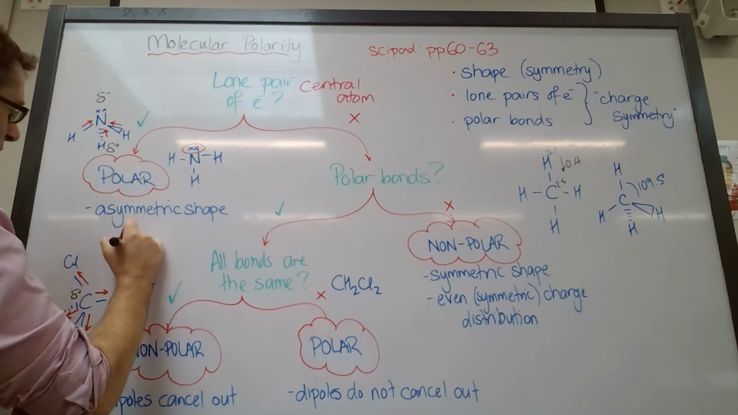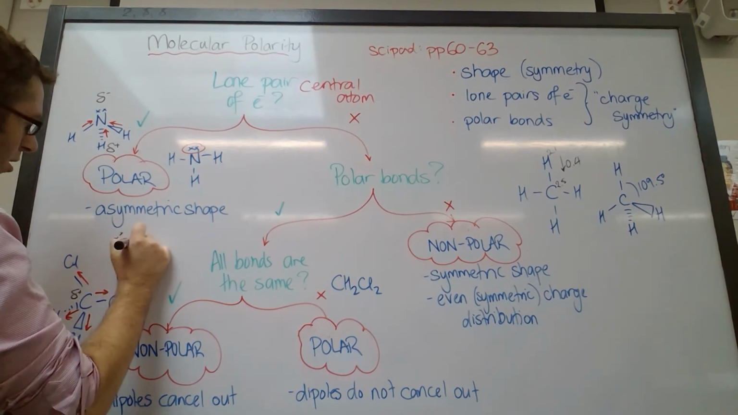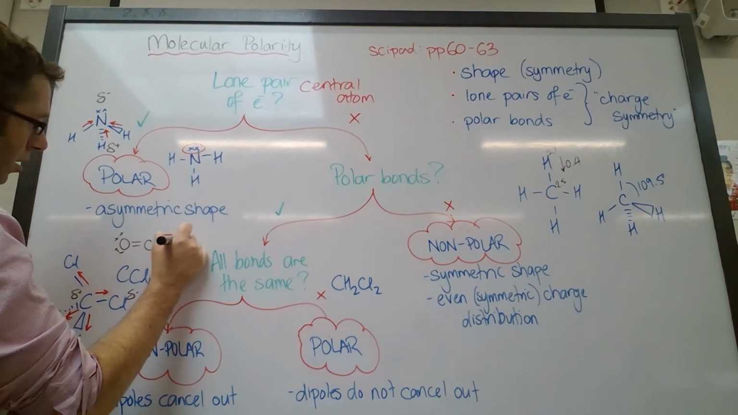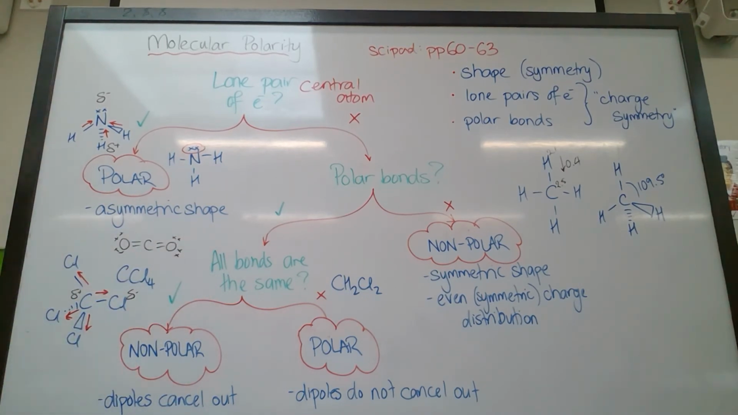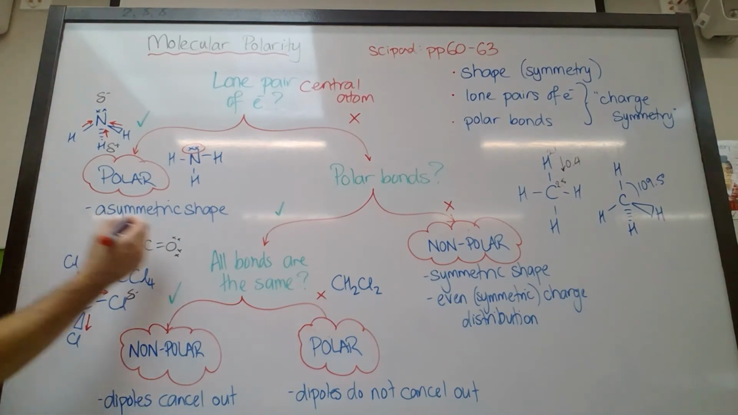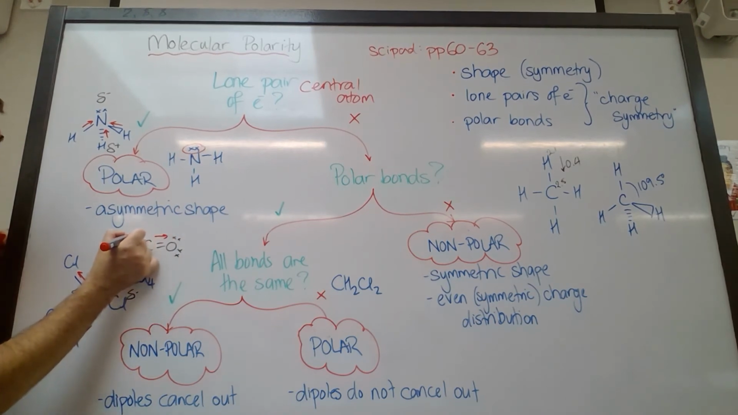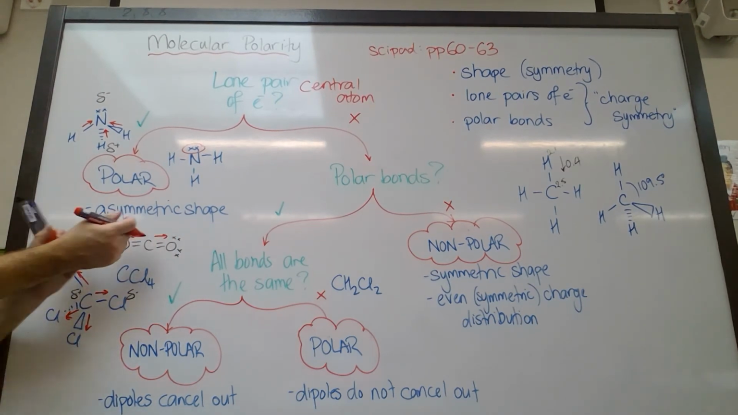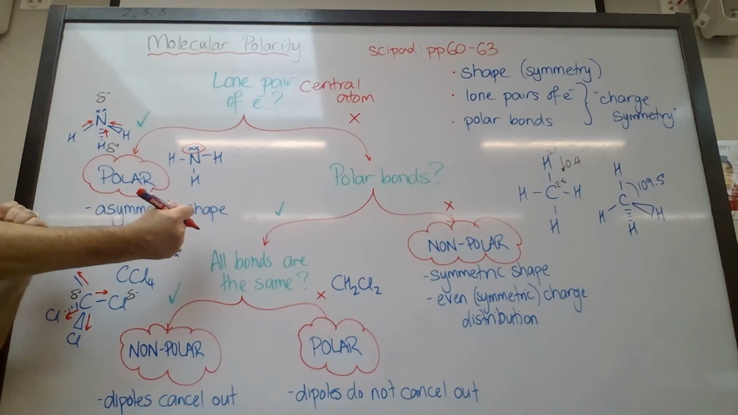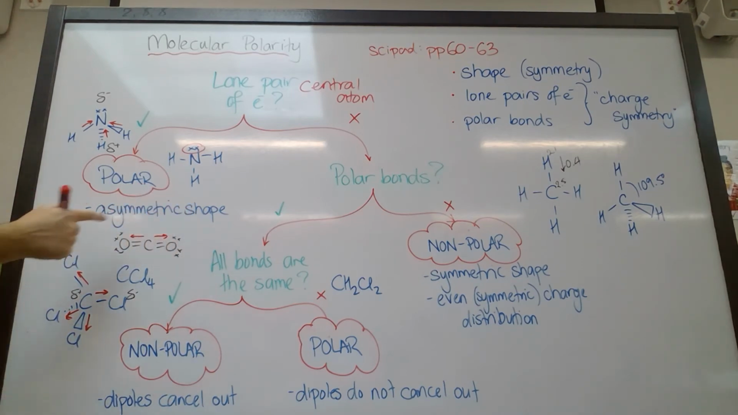If I have CO2, then oxygen is more electronegative. So I get those two dipoles being created. But that's quite obvious they cancel out, isn't it? Because they're the same. If it was a tug of war and they're pulling with the same force, then there's going to be no movement. So that's non-polar as well. Carbon dioxide is non-polar. So it can have double bonds in it, as long as they're the same bonds.